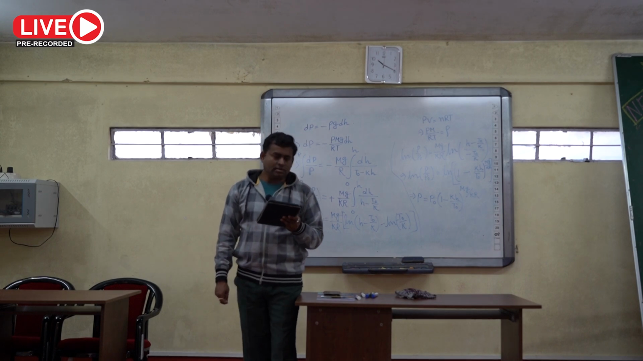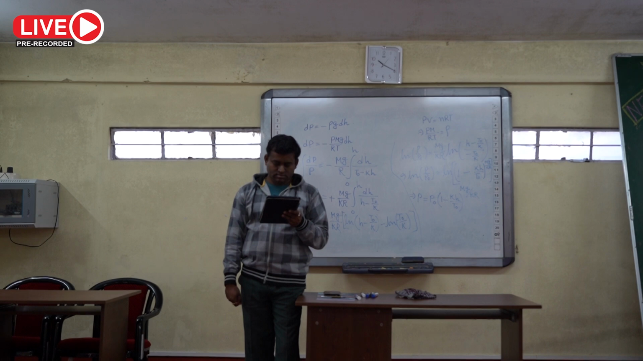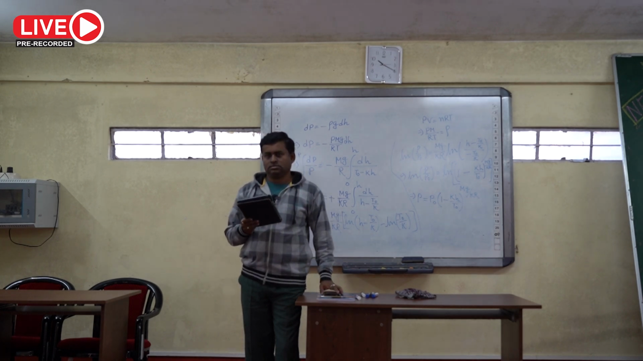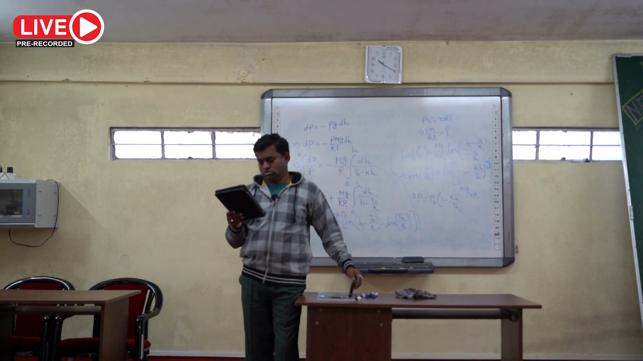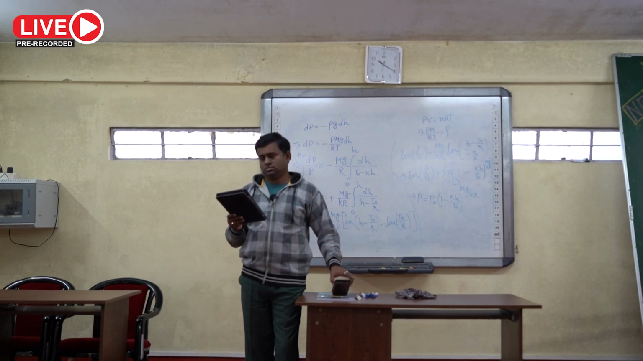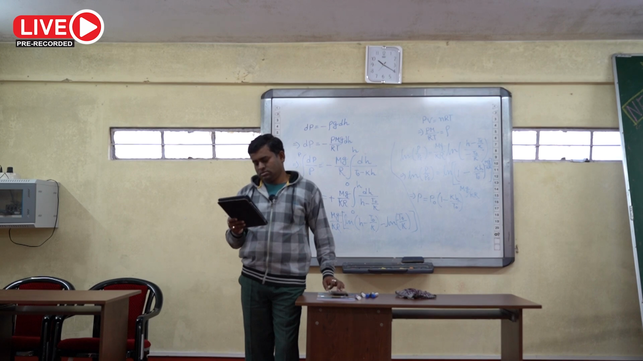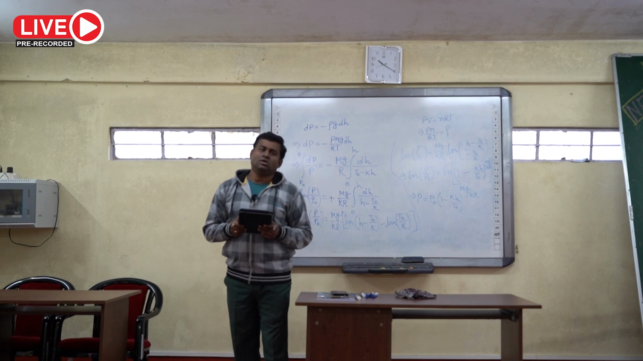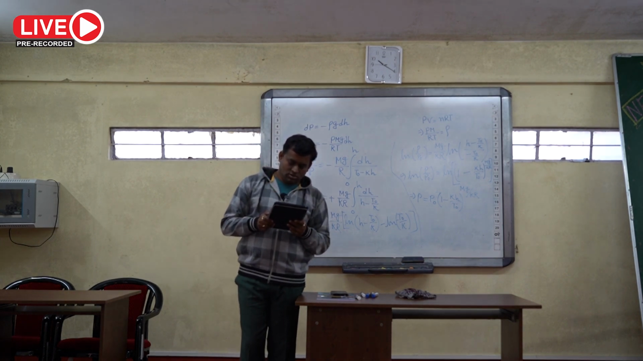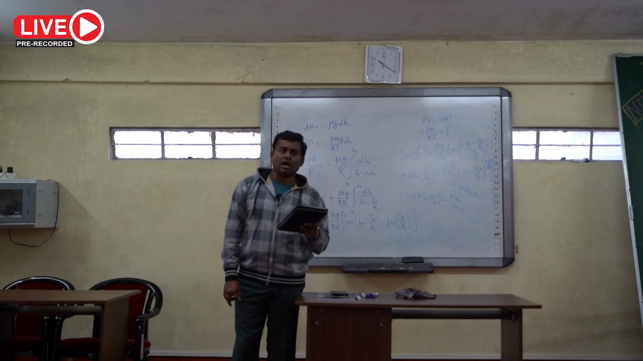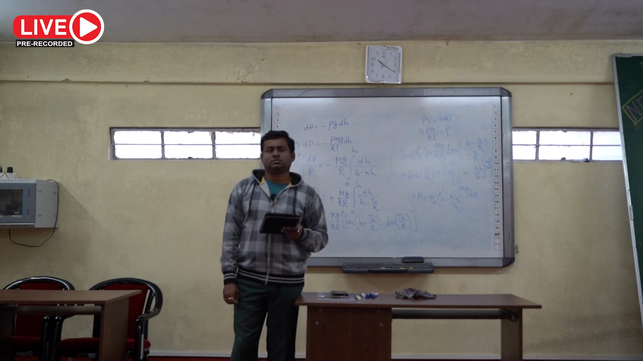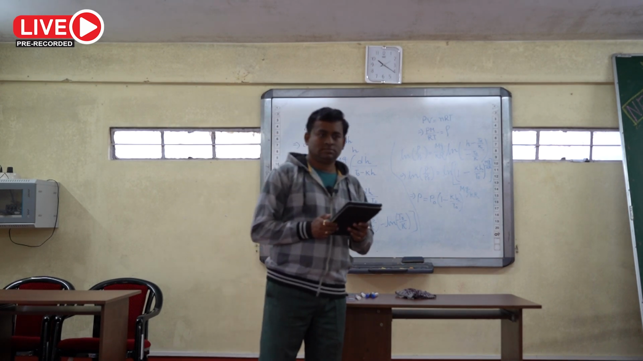Write down question number 10. The mean free path of molecules of a gas having radius r is inversely proportional to: option A, r cube; option B, r square; option C, r; option D, root r. R cube, r square, r, root r. R square.